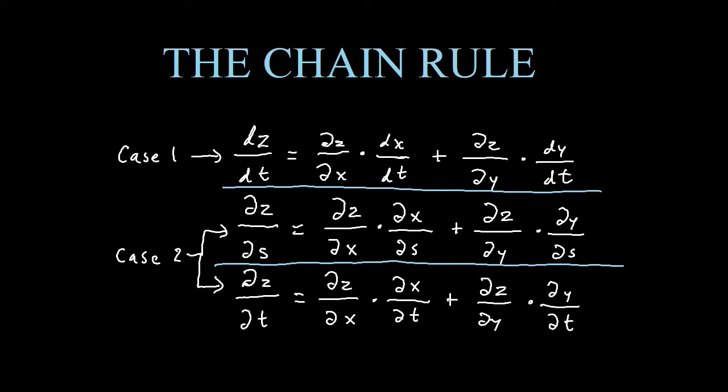So let's take a look at the chain rule. Let's say we have z, which equals some multivariable function in terms of x and y. We have an x equation in terms of t, and then we also have a y equation in terms of t. Given this information, how could we find dz/dt? Well, you have to use the chain rule.